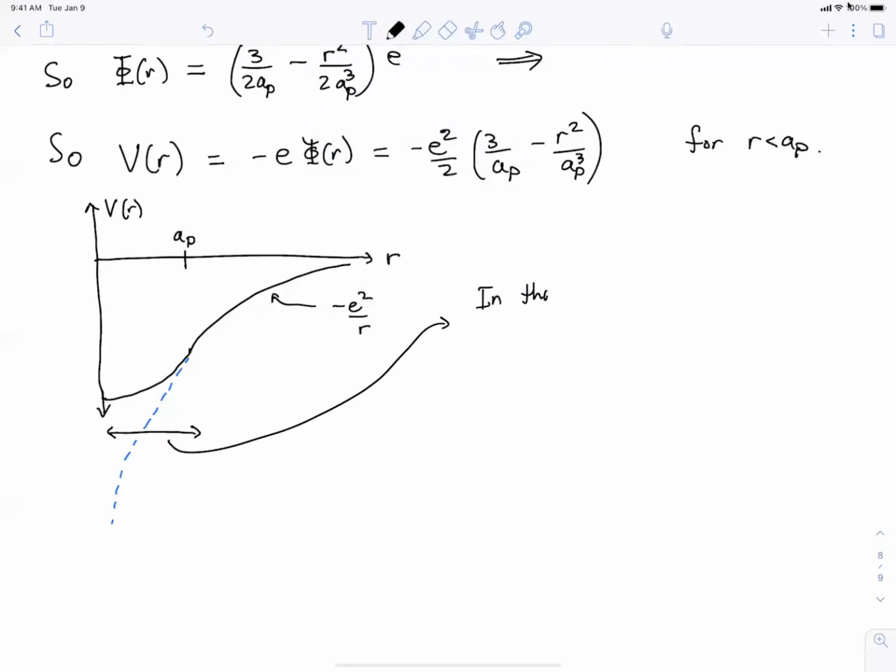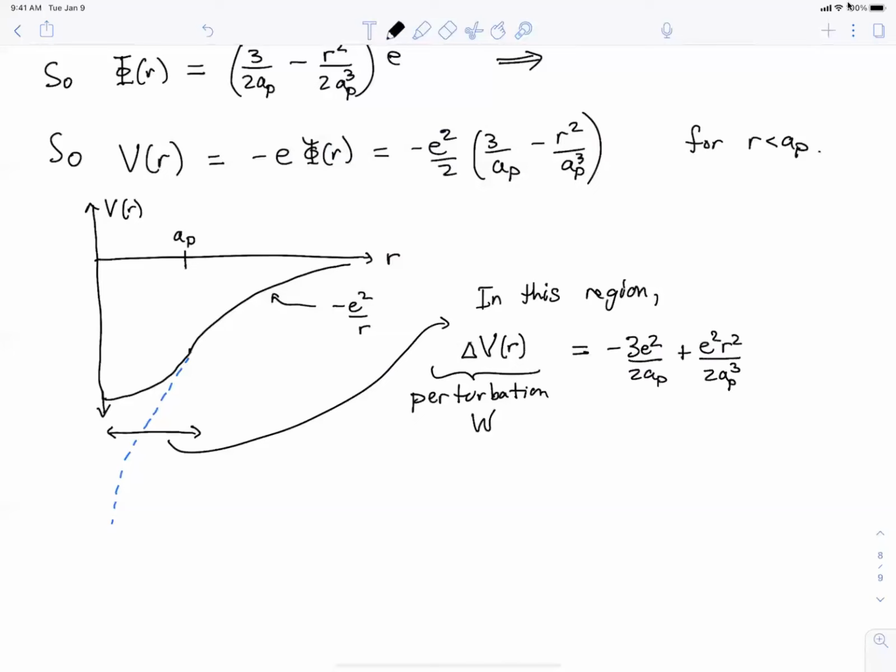In this region, I'm going to write the change in the potential energy. This is also known as the perturbation. So in general terms, this is what we were calling W. And it's just the difference between what we actually have, -3e^2 over 2a_proton, plus e^2 r^2 over 2a_proton^3, minus what it was if we didn't include the proton size. Okay, and so this is the unperturbed part.